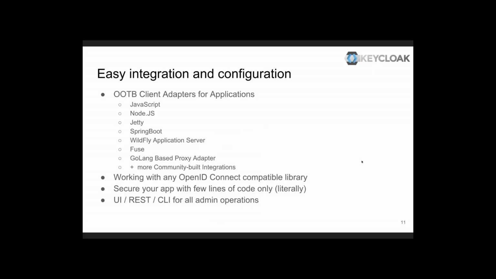And we do this by providing client adapters for your applications. And these are called adapters rather than just libraries, because we try to tie in closer with the frameworks and the underlying containers to provide you a much simpler approach of securing your applications and services. We're also working on a Go-based proxy adapter, and this can be seen as an external adapter to your application that can be deployed as a sidecar on OpenShift that will allow you to secure any language or any framework without having to make any changes at all. And of course, all of this works with any OpenID Connect libraries out there today as well.